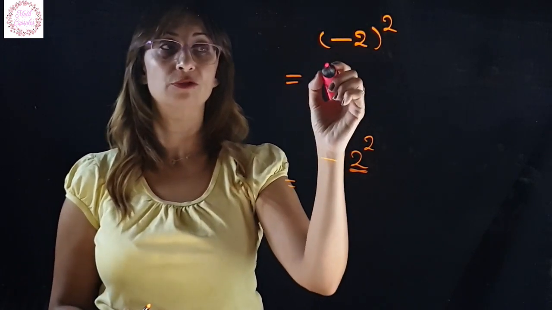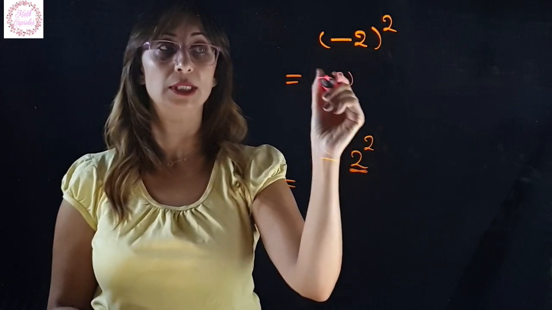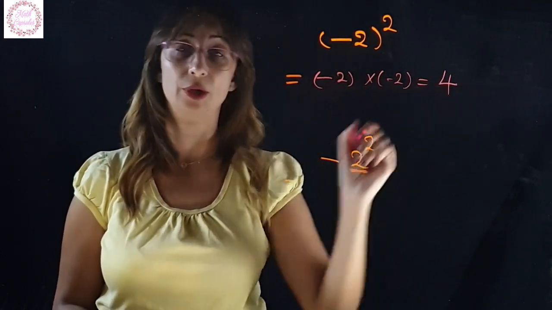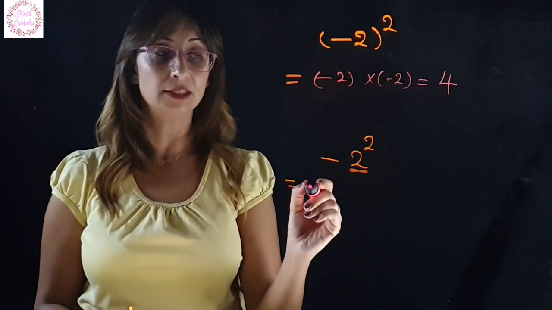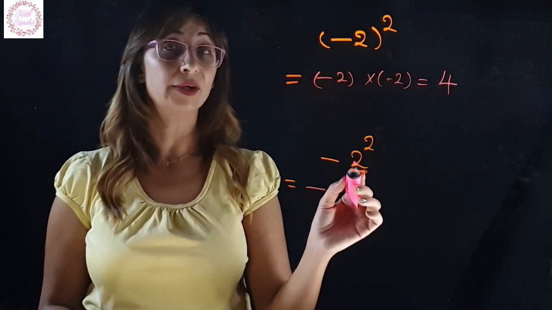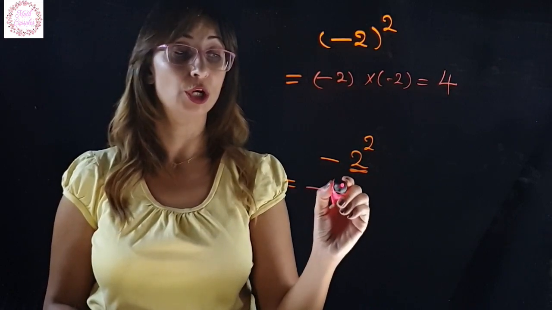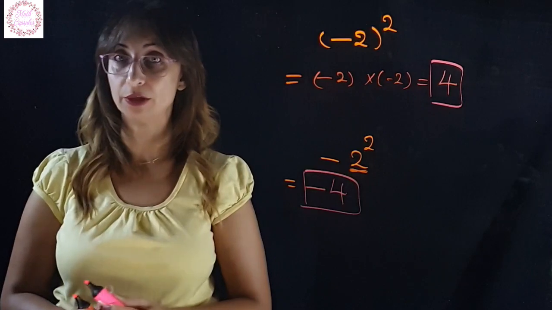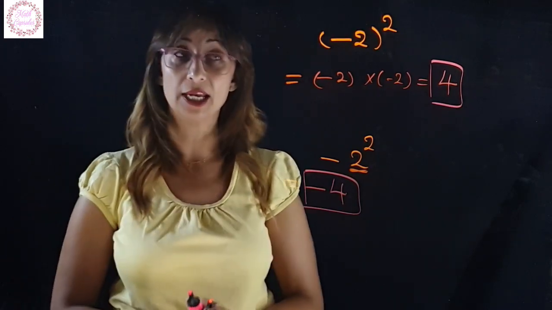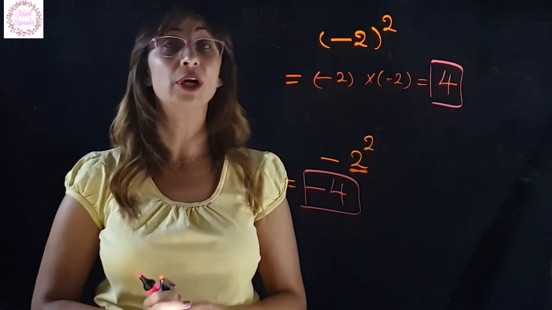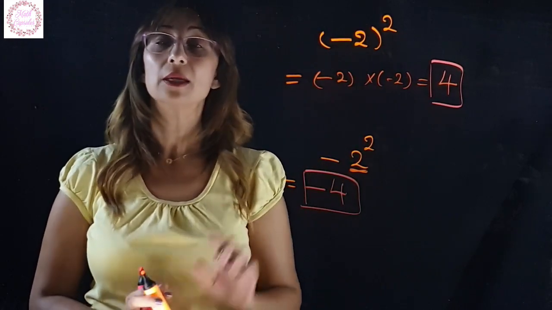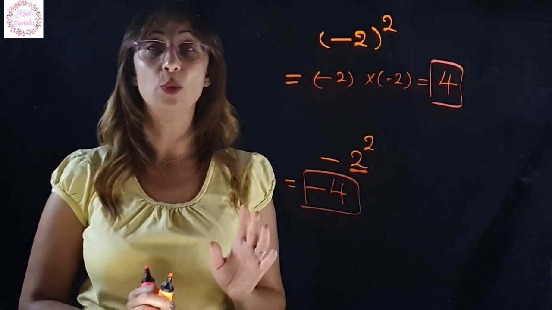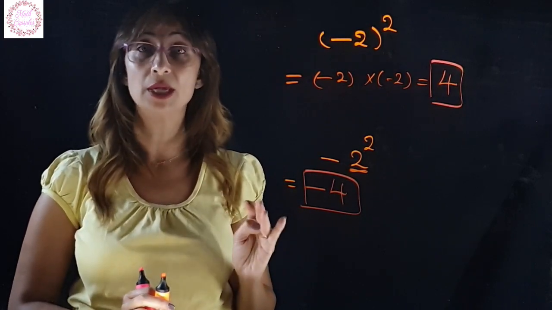Negative 2 times negative 2, in this case, gives me positive 4. But in that case, the negative I write as it is, then I raise 2 to the power of 2, which is 4. So look at the difference between -4 and +4. There's a big difference. This is a positive number and this is a negative number. This means that whenever I have an even power, parentheses are important if I want to raise the negative to the same power.